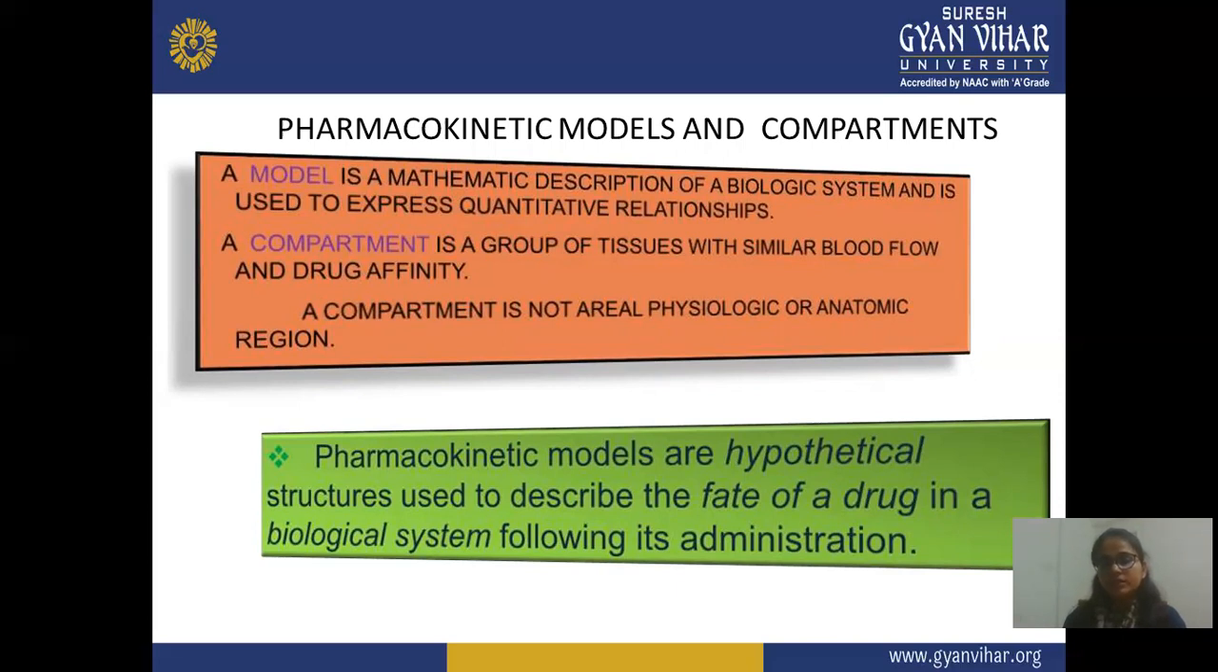And the compartment is not a physiological or anatomical region. This compartment is not an area of your physiological anatomy or a region of your body. Pharmacokinetic models are hypothetical structures used to describe the effect of the drug in a biological system following its administration. It means after taking the drug, some hypothetical structures are used to describe the effect of your drug in the biological system, or in your body. That is the pharmacokinetic model.